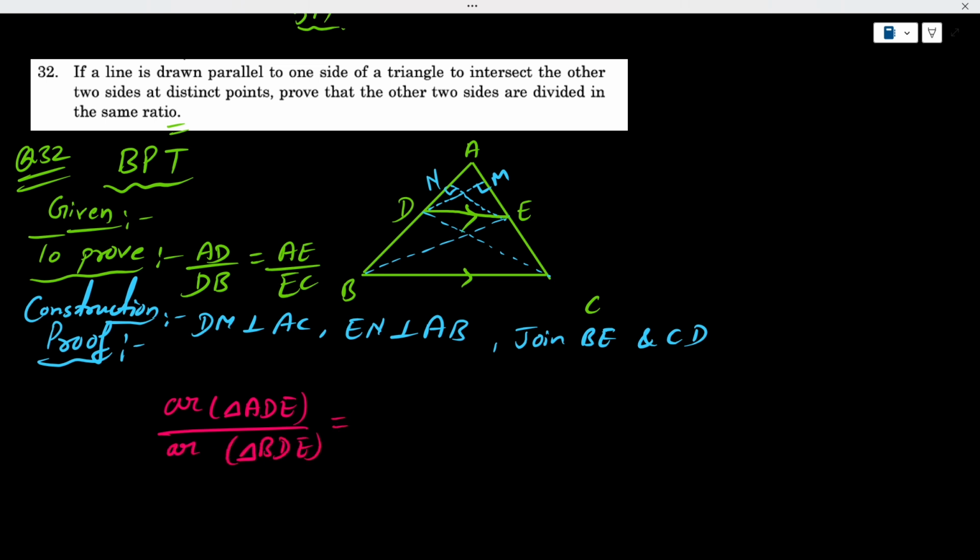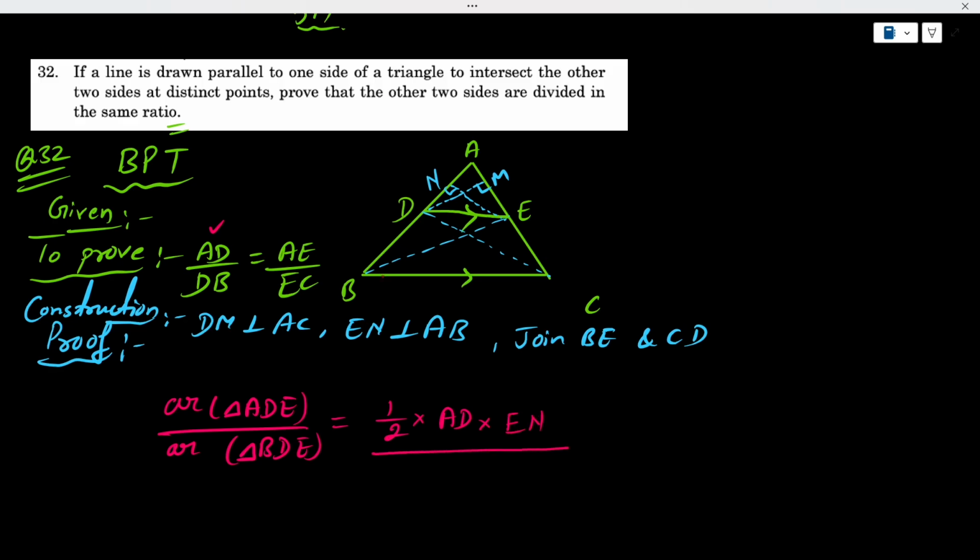This is the main thing. You will frame 3 equations. I'm writing here, remember what is the base? I need AD. So take AD as a base from triangle ADE. So it is half times AD times EN, because EN is perpendicular on AD.